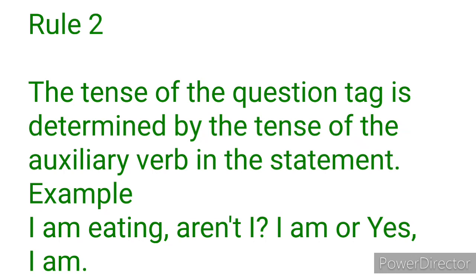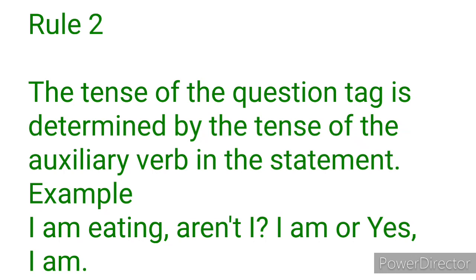Now, in the second rule, the tense of the tag is determined by the tense of the auxiliary verb in the statement. The tense of the question tag is determined by the tense of the auxiliary verb in the statement. What this means is that if the auxiliary verb in the statement is in the past tense, then the tag has to be in the past tense. If the auxiliary verb in the statement is in the present tense, the tag will also be in the present tense.